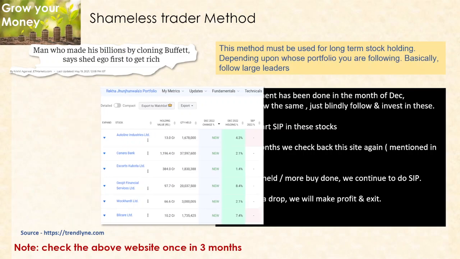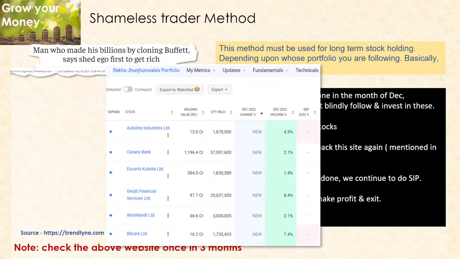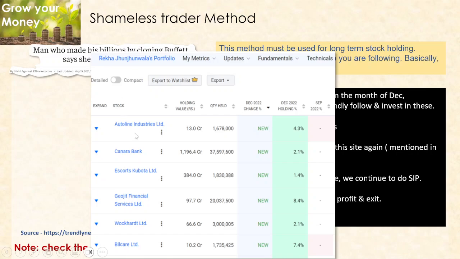So here I am showing an example of Rakesh Jhunjhunwala, where he had invested in Autoline Industries. And if you see this here, new would be there. So in the month of December 22, when the quarter ends, you will see this data available. So whenever you see this new, you will just blindly follow them. That's why it is called the shameless cloner method.